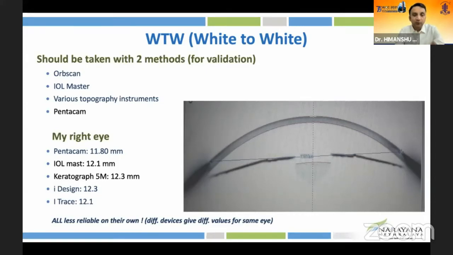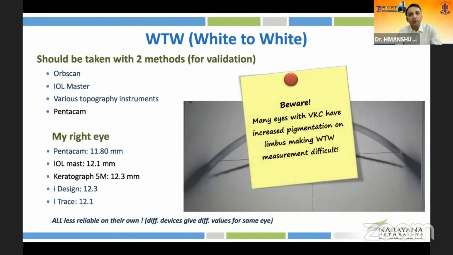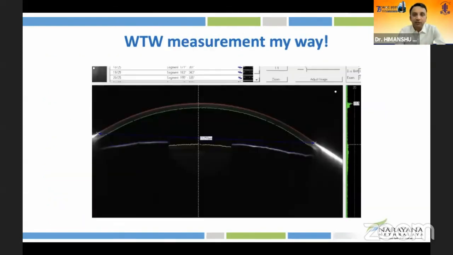One method, whichever suits you, be consistent with that. And the second method has to be your digital caliper. Please remember, in cases like VKC where they have pigmentation, your optical methods can sometimes be faulty. So what I prefer to do is use my Pentacam, where I do image inversion.